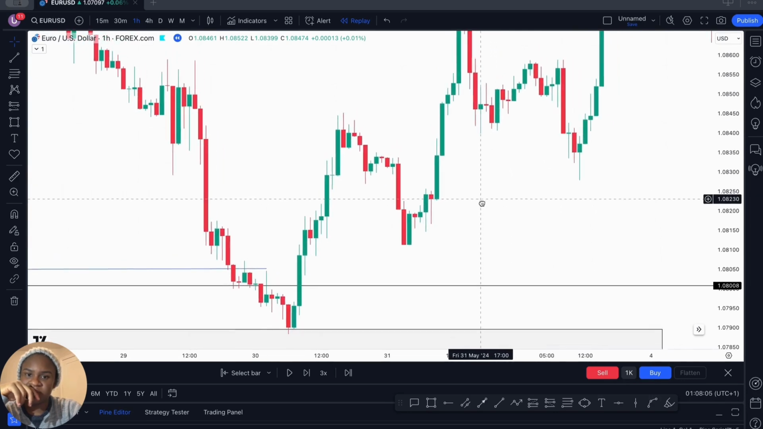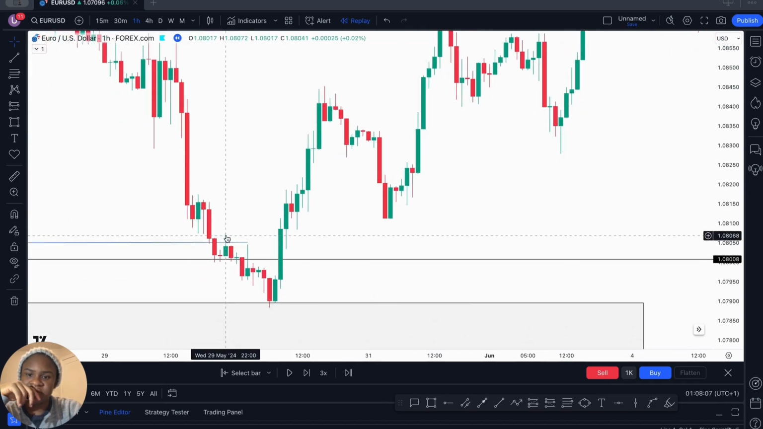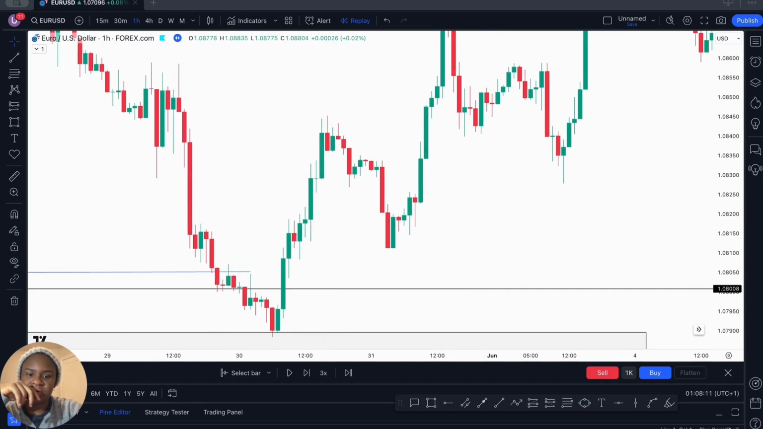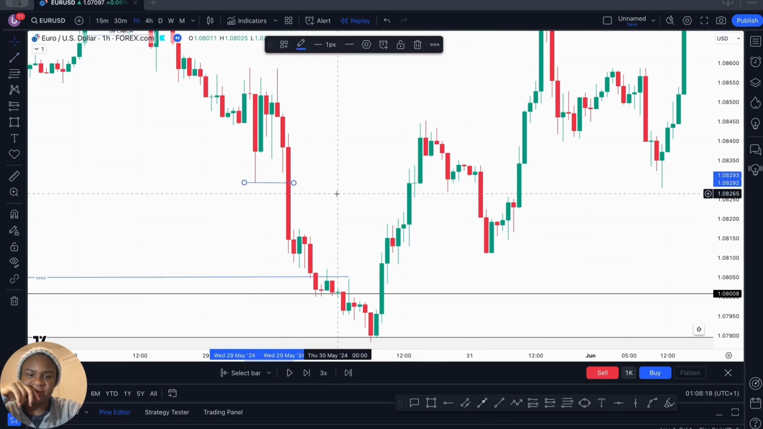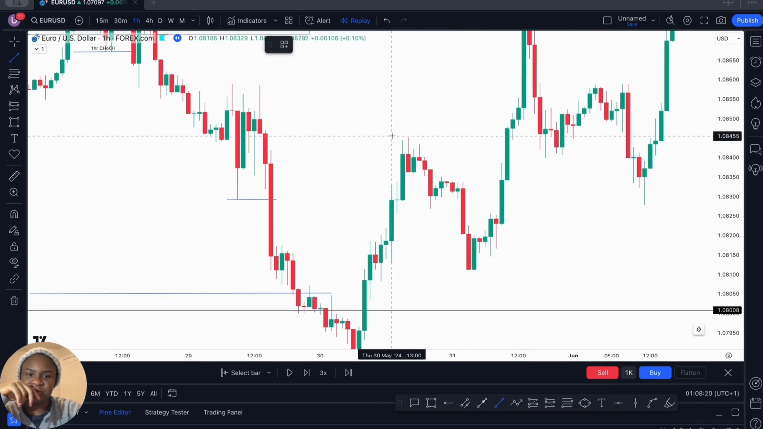What are you seeing on 1 hour? There was a swing point being broken here. There was a swing point being broken here. But also, this is almost like a mitigation block because why? There was a break of structure here. Right? The market did not break the structure around here, but it also created a form of BOS.